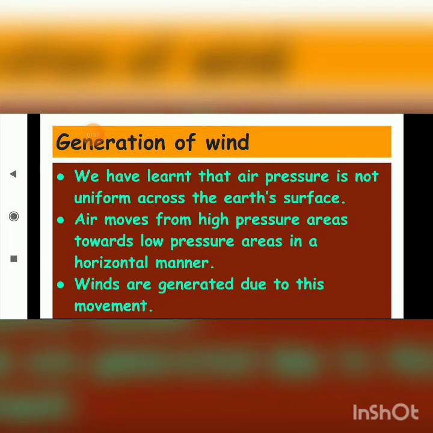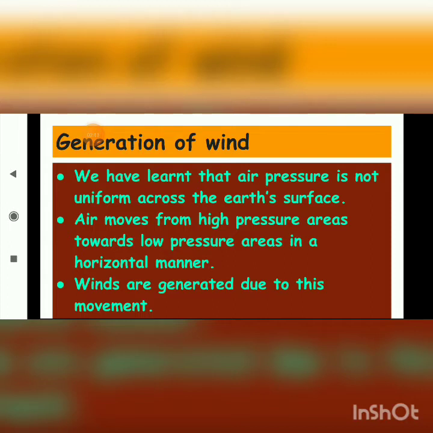Generation of wind. We have learned that air pressure is not uniform across the earth's surface. Students, in the previous lesson on air pressure which we have learned, it was made clear that air pressure is not uniform. Uniform means what, students? Same. Okay. So we have already learned that air pressure is not uniform across the earth's surface. And air moves from high pressure areas towards low pressure areas in a horizontal manner.